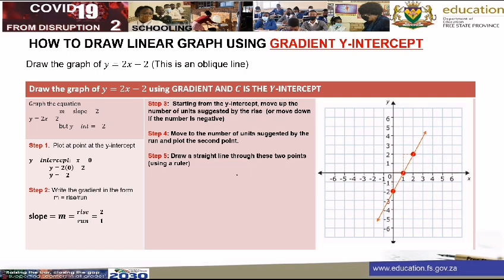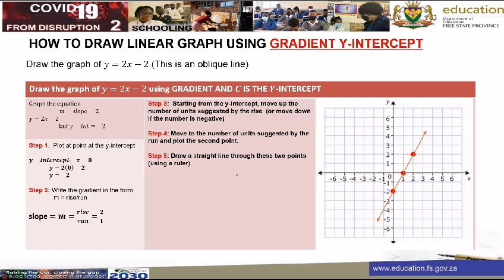Step number 2, you write the gradient in the form of gradient equals rise over run. Now, looking back at our equation, our gradient is 2. Therefore, the gradient is rise divided by run, and the rise is 2 and the run is 1. Both values are positive.